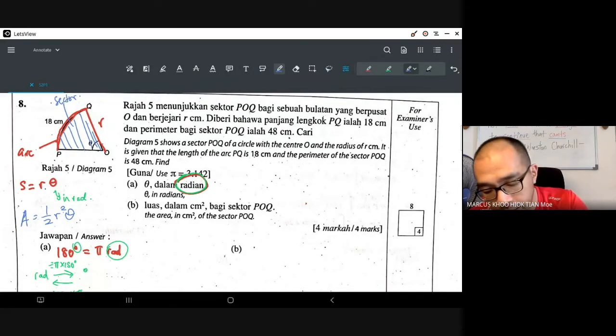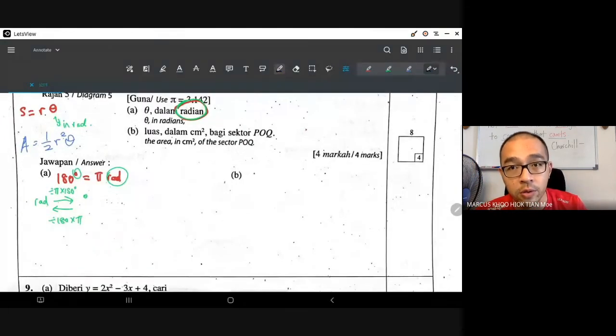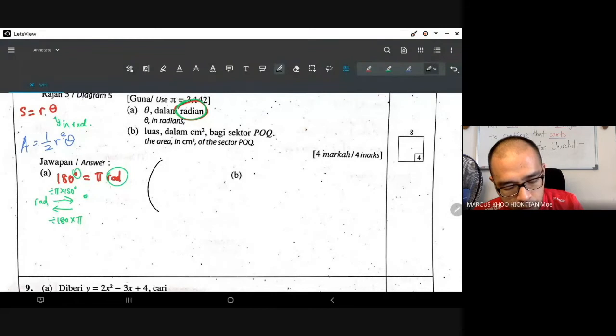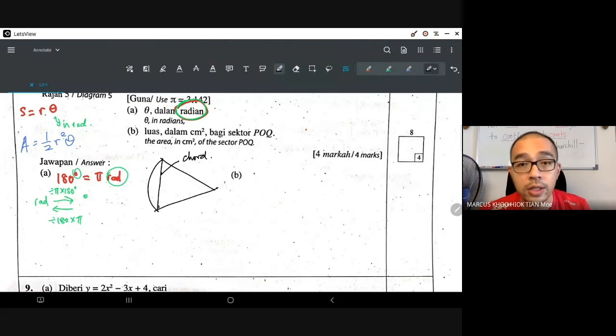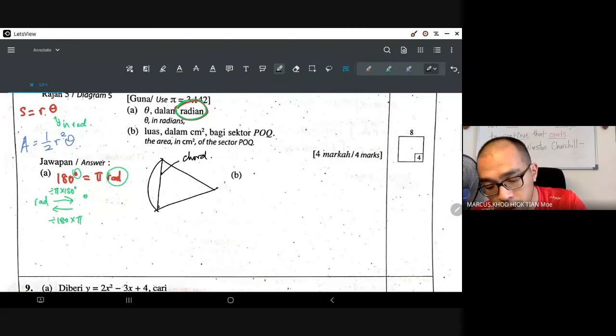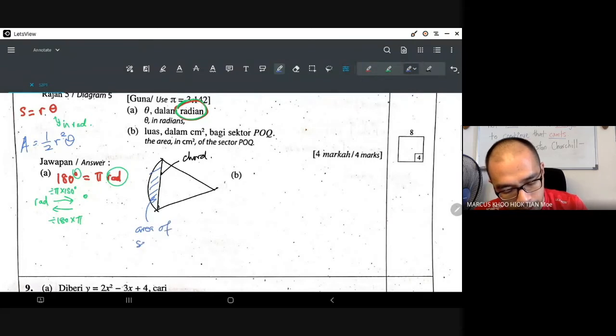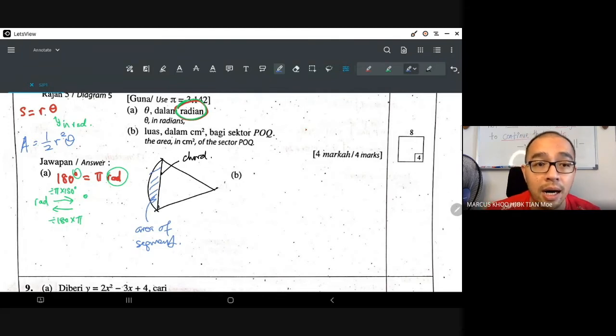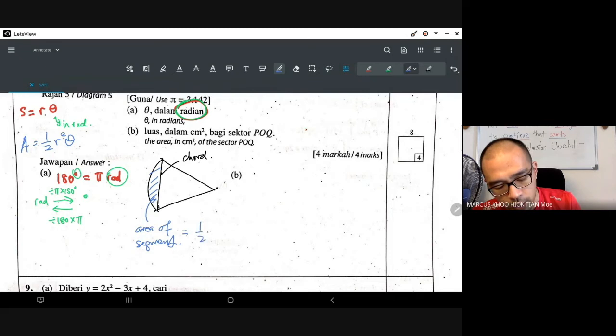But having said that, we also need to talk about the chord. So let's say this is your circle, and over here is the chord. There is a formula to calculate the length of the chord, and a formula to calculate the area of segment, and this is where it starts to get very complicated. Let's start with the area of segment, the easier one. The area of segment is 1/2 r squared, and then theta minus sine theta.